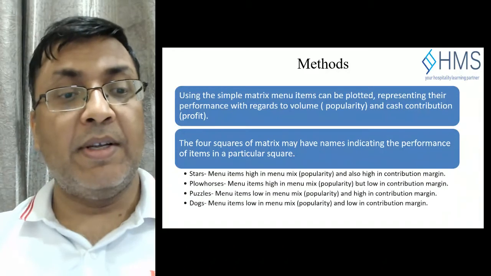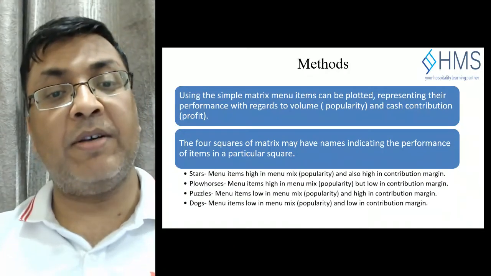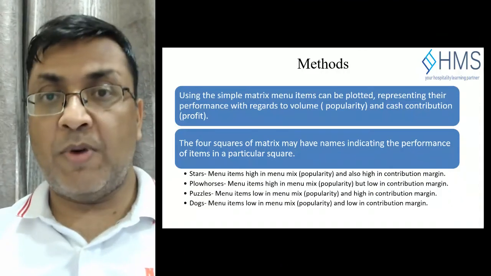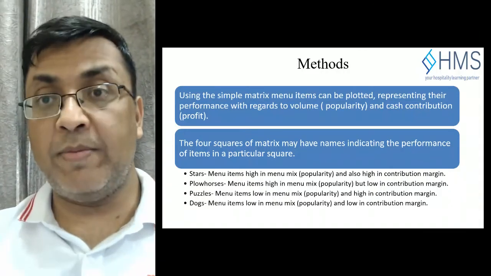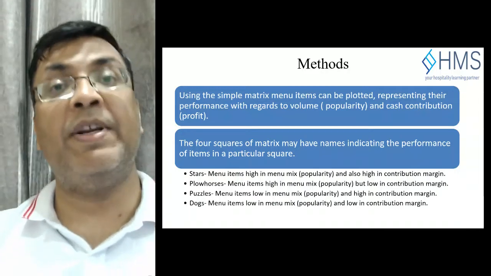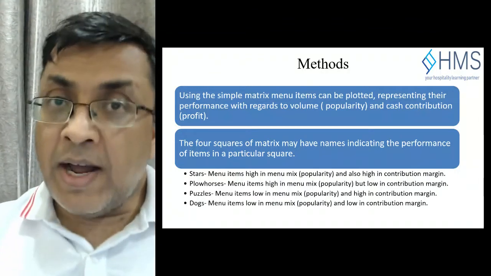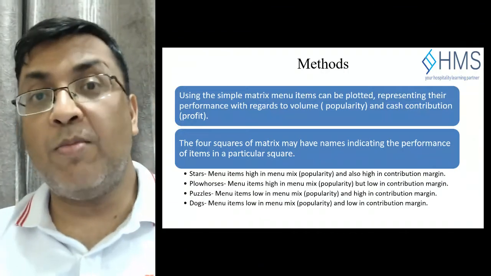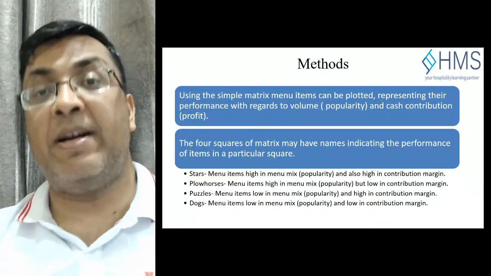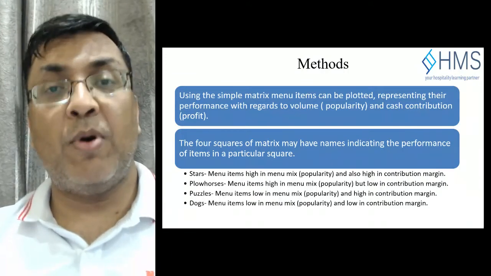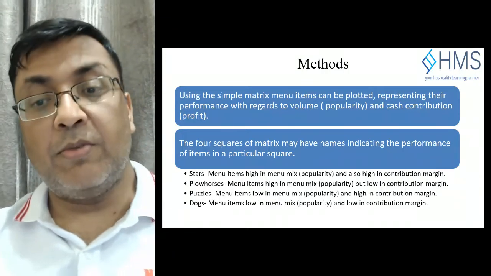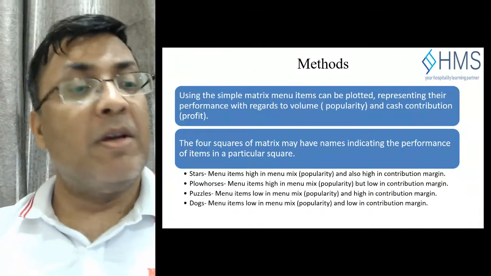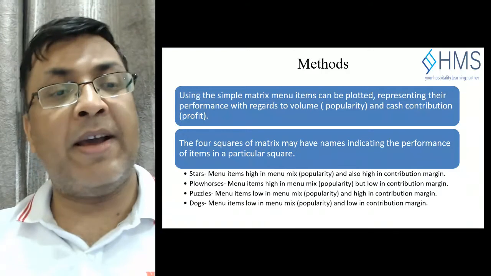One is stars, where the menu items are high in popularity and high in profitability. So it means the items are profitable and are being sold a lot. So definitely it's going to be a star, right? There may be some items which are high in profitability, meaning you want to sell more, but the people are not buying them that much. So they are called puzzles, because they are high in contribution but low on popularity.